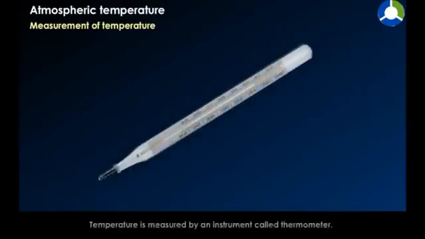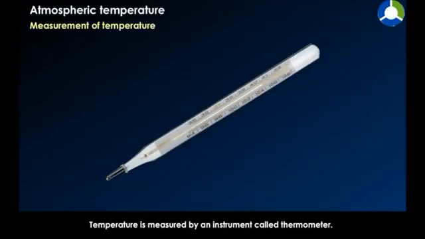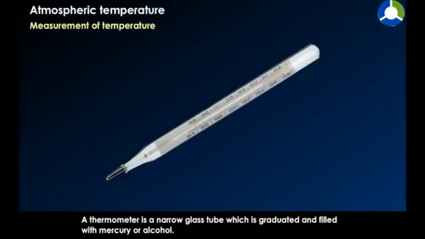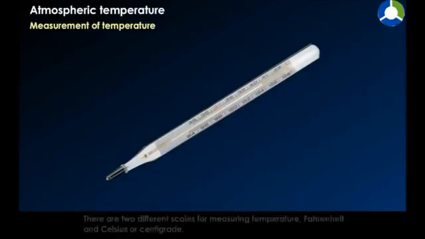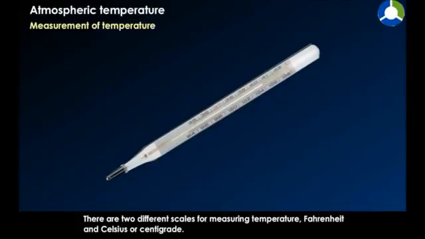Measurement of temperature. Temperature is measured by an instrument called a thermometer. A thermometer is a narrow glass tube which is graduated and filled with mercury or alcohol. It works on the principle that mercury expands when heated and contracts when cooled. There are two different scales for measuring temperature: Fahrenheit and Celsius or centigrade.